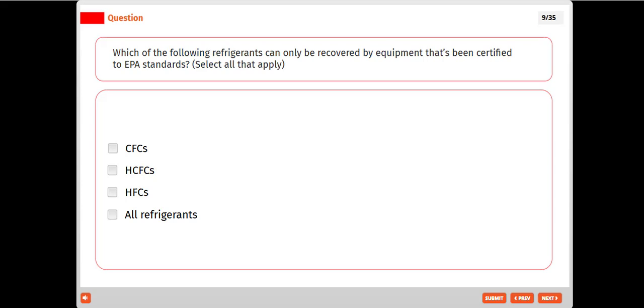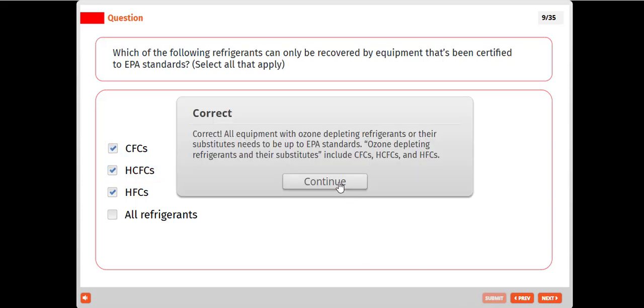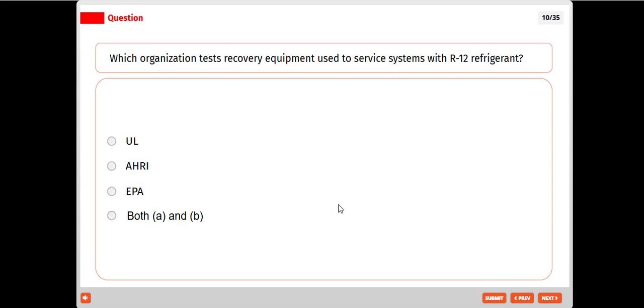Which of the following refrigerants can only be recovered by equipment that's been certified to the EPA standard? Select all that apply. Okay, I think this is 3. Yeah, correct. Which organization tests recovery equipment used to service systems with R12 refrigerant? It's both UL and AHRI.